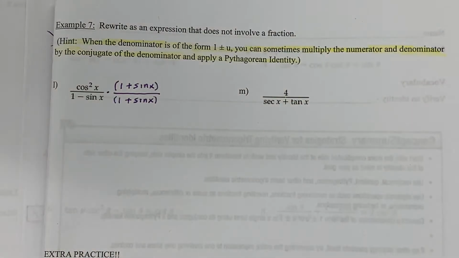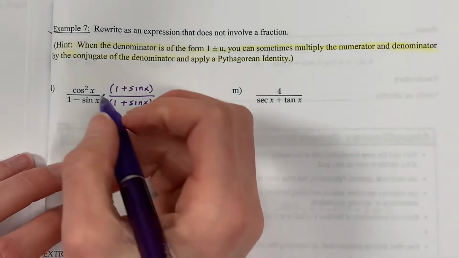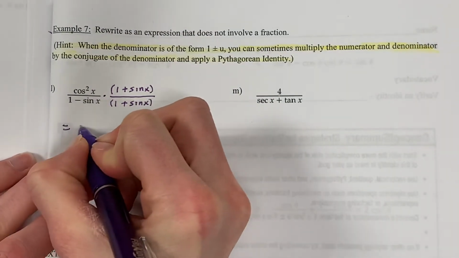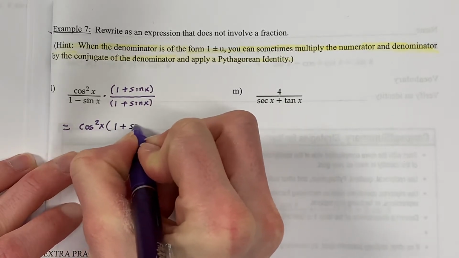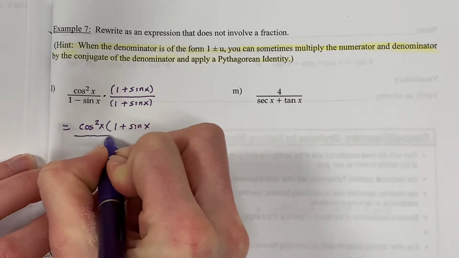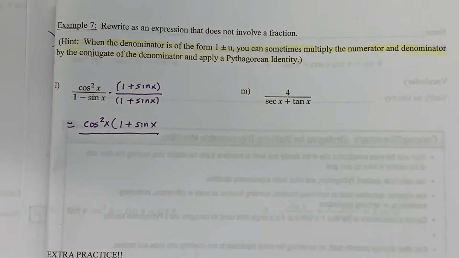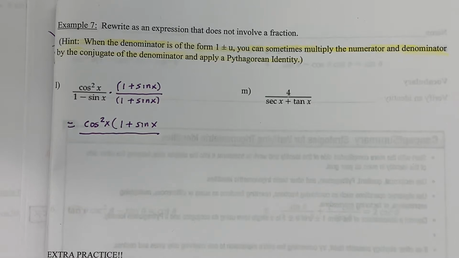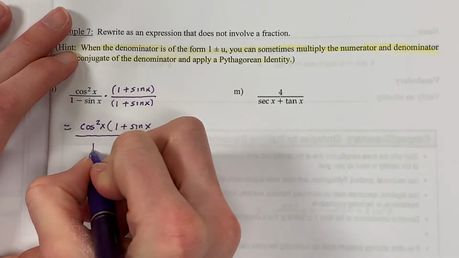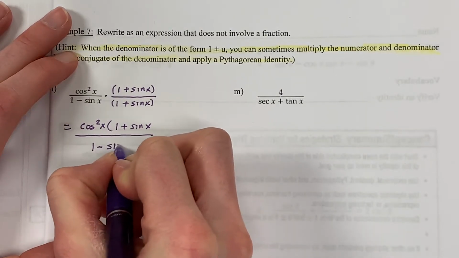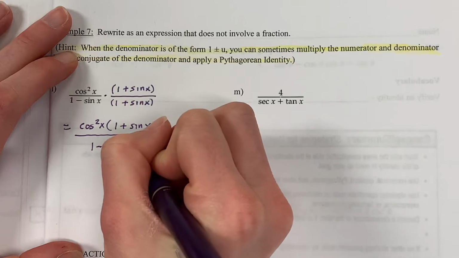And what happens is it creates in the denominator one of our Pythagorean identities. So if I go ahead and multiply, I have cosine squared x times 1 plus sine x, all divided by 1 minus sine x times the quantity 1 plus sine x. If I distribute, using FOIL and the distributive property, it's a difference of two squares, 1 minus sine squared x.